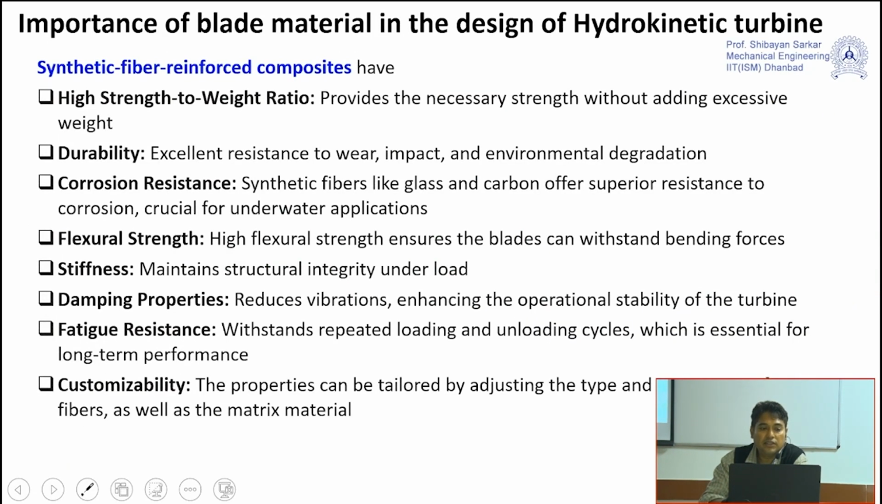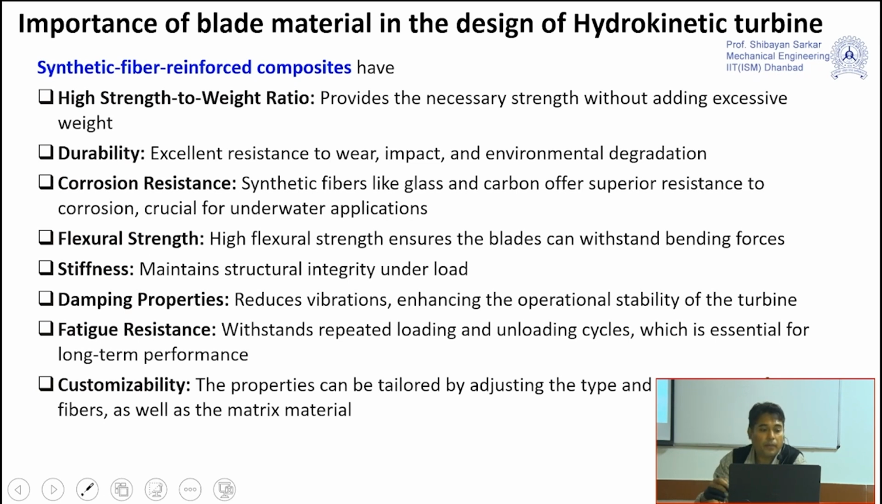Another thing is synthetic fiber reinforcement composite. This type of material is generally used for its durability, corrosion resistance, high strength to weight ratio, stiffness, and damping properties. That means even if there is a higher amount of load, just as I told you in one case that you have considered, you have designed your turbine for a lower fluid flow velocity, and suddenly a higher amount of fluid is coming. So how much additional energy can it absorb?